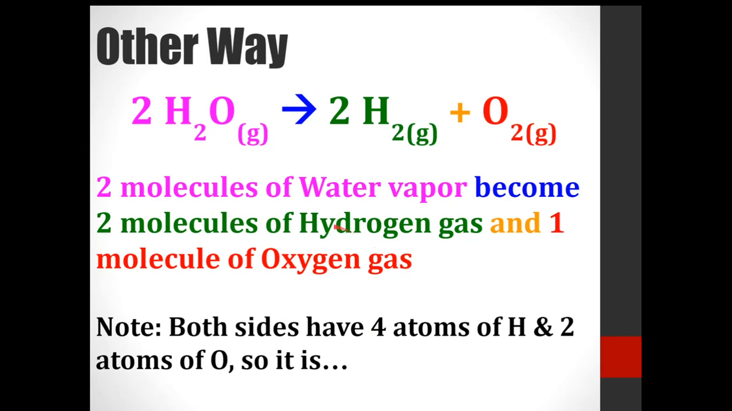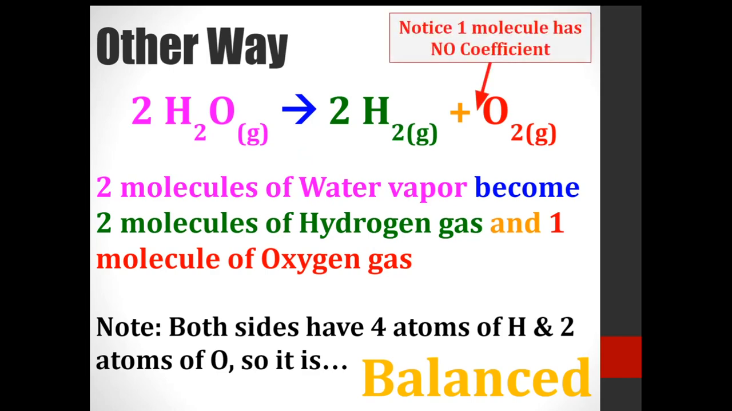Since both sides have 4 atoms of hydrogen and 2 atoms of oxygen, this is balanced. Keeping that in mind, this is a balanced chemical equation. Notice it has no coefficient. We do not write the 1 there.